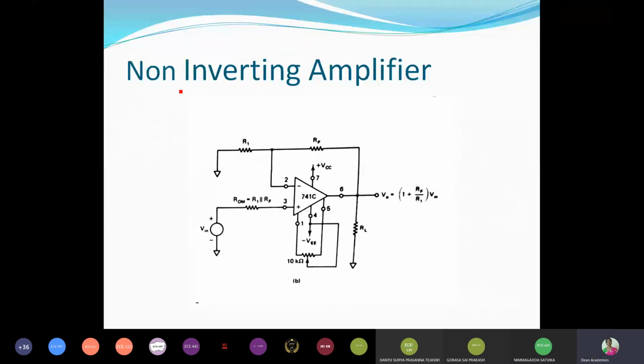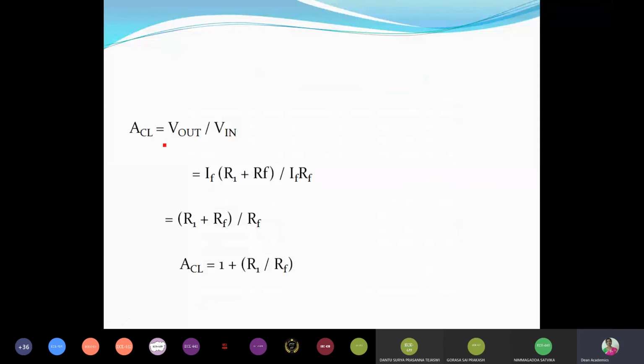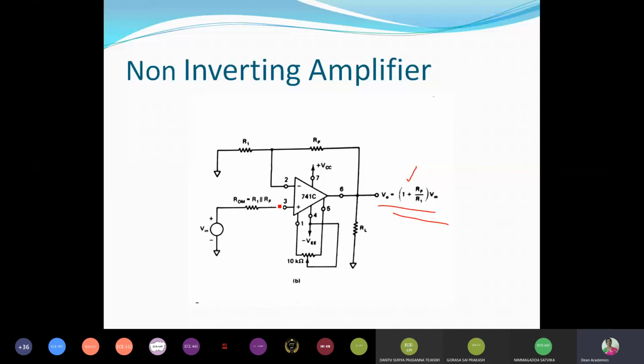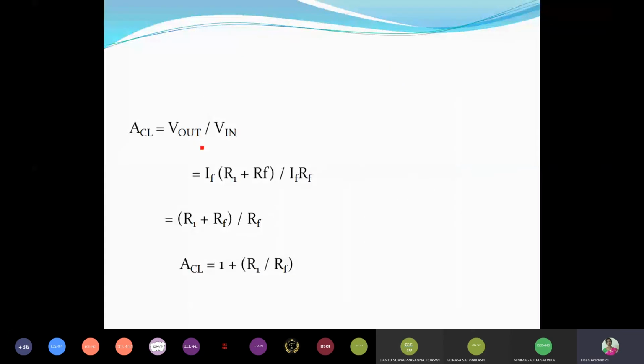Now that is about inverting and non-inverting amplifier. Just now I have shown, similar to the previous case, if you write these currents, the V0 by V in ratio, you will get 1 plus RF by R1. I will show you here. Closed loop gain is equal to V out by V in. Now we will write what is V out and what is V in. What is V out? Let us see.